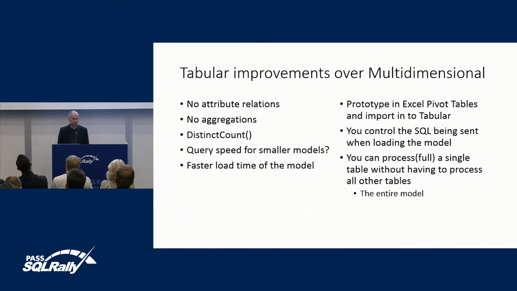Query speed for smaller models, you will actually need to run some tests for that. But since multidimensional is loaded from disk, and some of that data is cached into memory, it's probably that the Tabular model has some better starts. It's a little bit easier for Tabular to get the data quicker because it resides in memory. It's not on disk. Faster load time of the model as well, because we don't have aggregations at all.